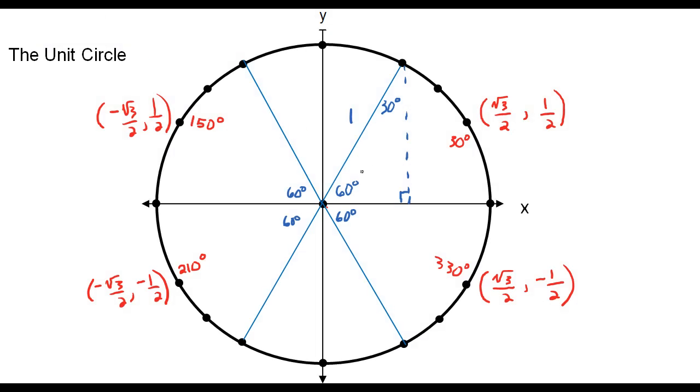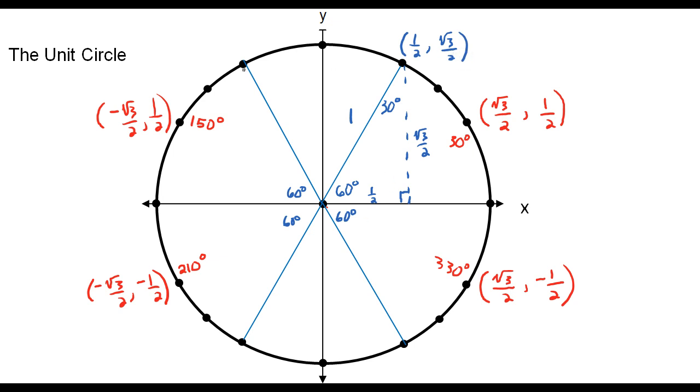Okay, so let's look at the 60-degree reference angles now. If this is 60 degrees, this has got to be 30 degrees. The radius is 1. Now this is the same triangle that we had in red, but it's oriented a little bit differently. Now this is 1/2, and this is radical 3 over 2. So the coordinates of this point are going to be 1/2, comma, radical 3 over 2.